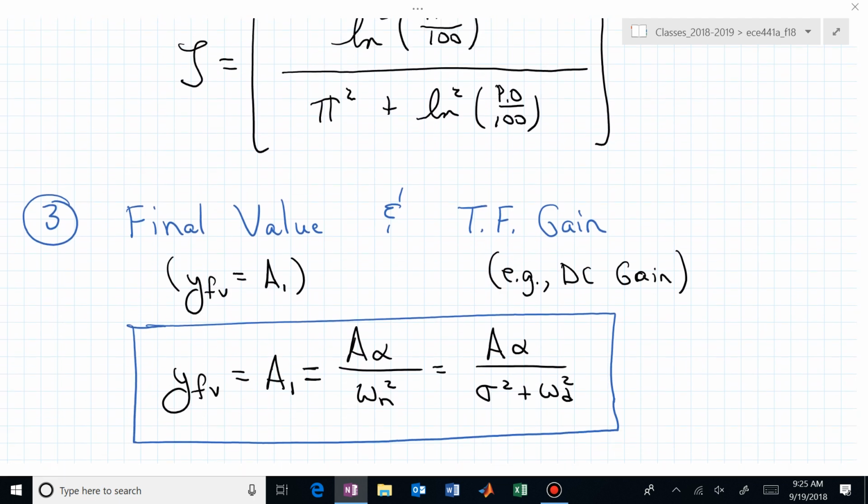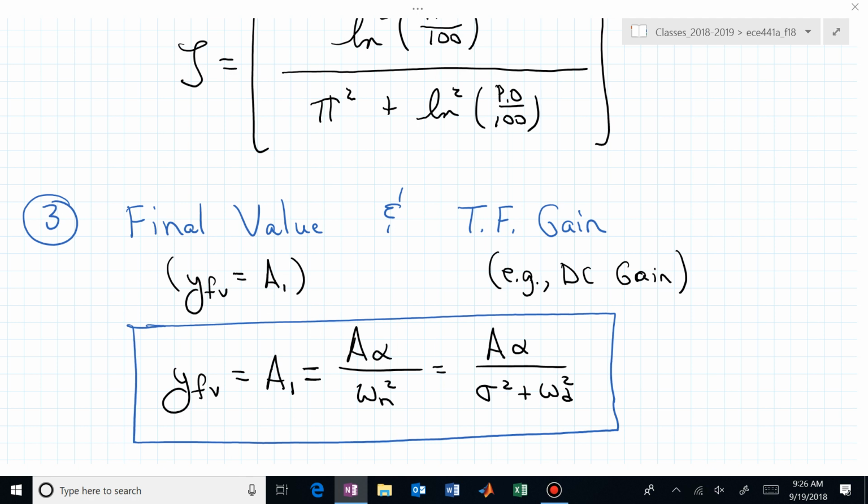sigma and omega sub n. And once we have that, we can get this relationship between the final value of our response and the transfer function's gain. For example, maybe we want to find the DC gain of the system. But we may not be finding that. In this case, alpha was not the DC gain of our system. That alpha was just the numerator coefficient or constant.